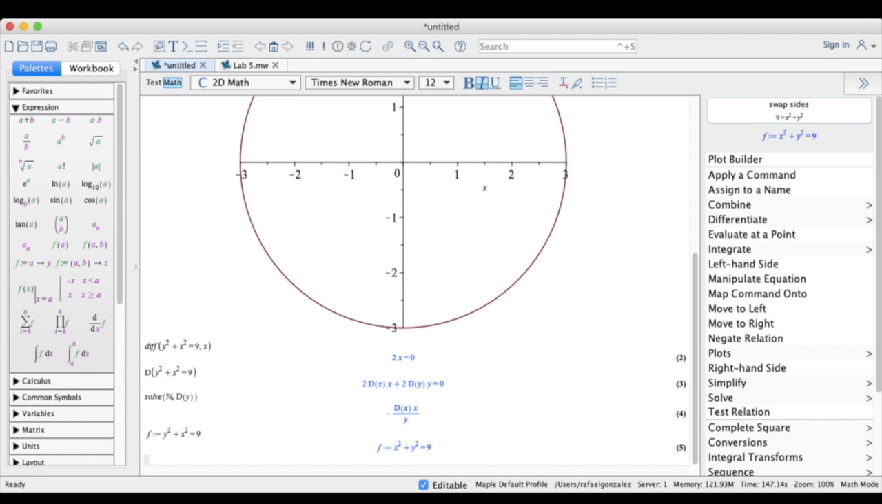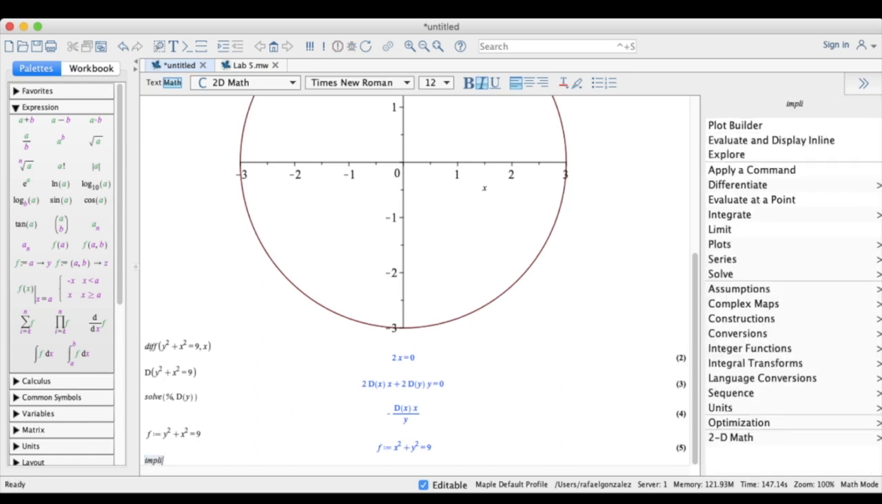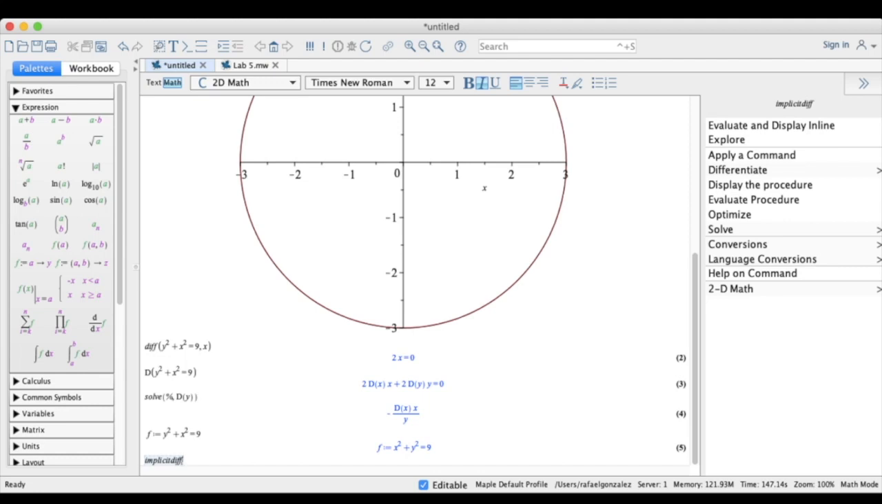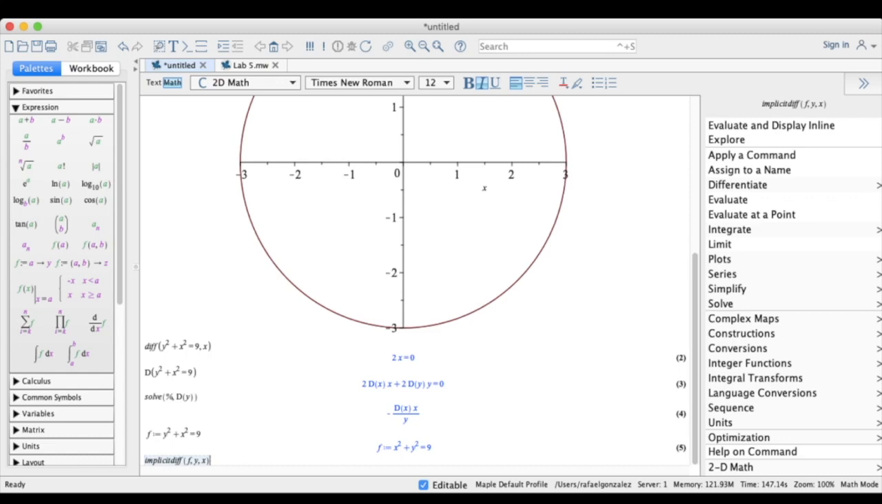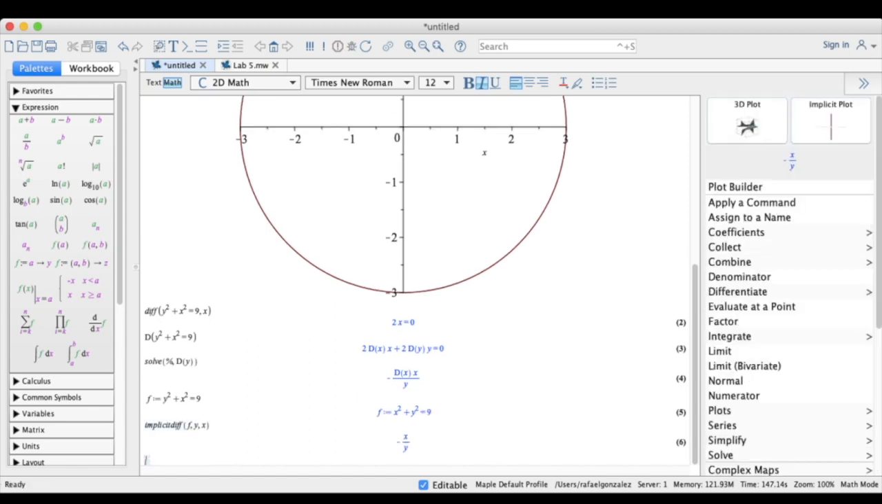The implicit differentiation command in Maple is simply implicitdiff, I-M-P-L-I-C-I-T-D-I-F-F. So implicitdiff, parentheses, and now I'm going to put in my new variable f, which contains my equation, and then the parameters of my equation, or the variables, which are y and x. If you had different variables, like let's say r and t, then instead of putting x and y, you'll put r and t. When I press enter now, I get that the derivative implicitly of this equation is negative x over y, exactly what I had up here.